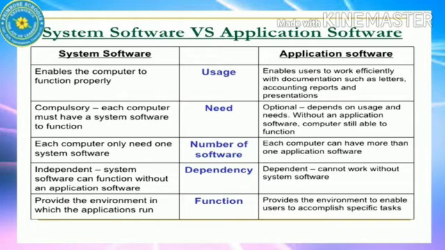Finally, based on the functionality, a system software provides the environment in which the applications run, whereas an application software provides the environment to enable the users to accomplish certain specific tasks. I hope you all understood the difference, children.